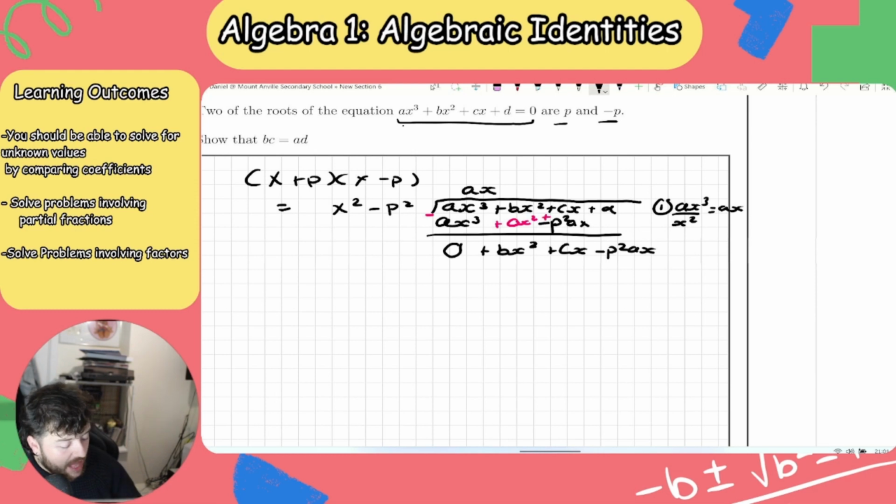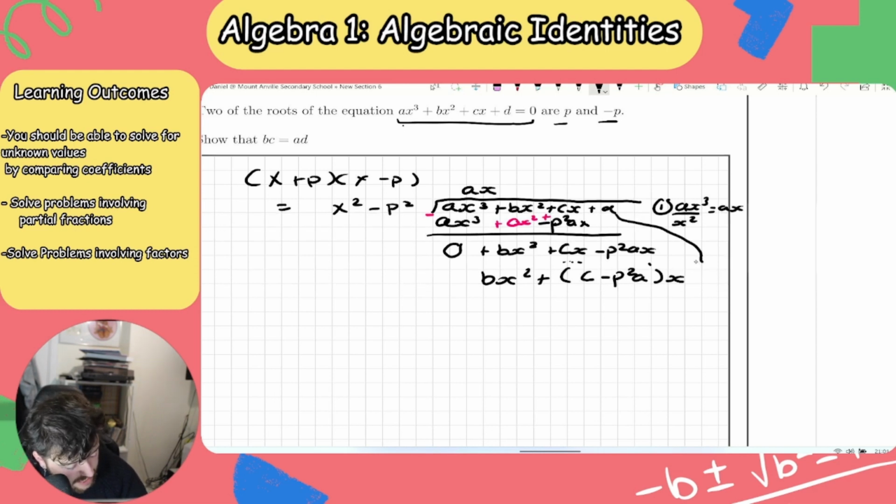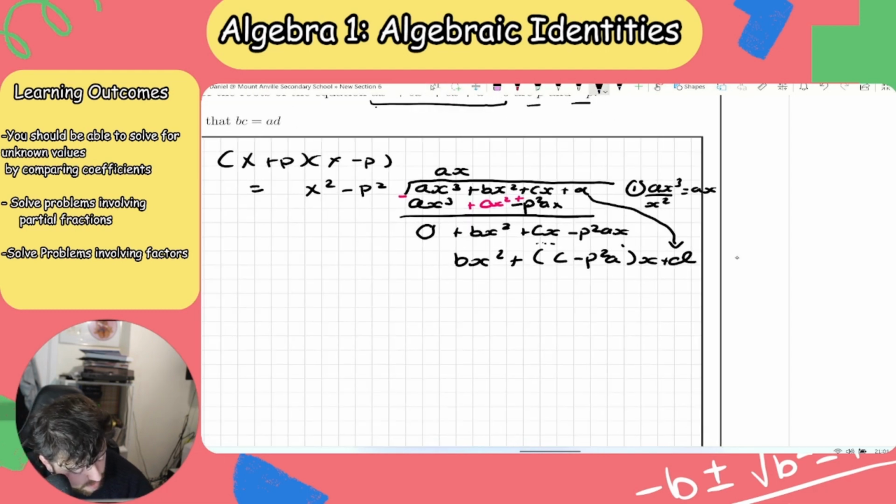Now, before we do anything else, see this, I have two x terms. I really like that. So I'm going to factor out an x, so I'm going to do (c minus p squared a)x. Now I'm going to bring down this d. Now I'm going to do my division again. So bx squared, this is my last term here. So bx squared divided by x squared is b. So there's my missing factor on top there, ax plus b.